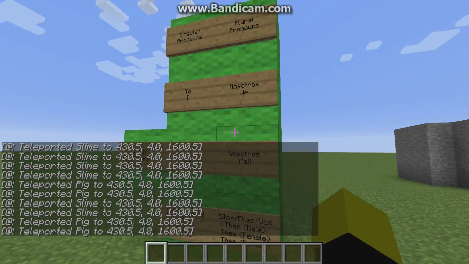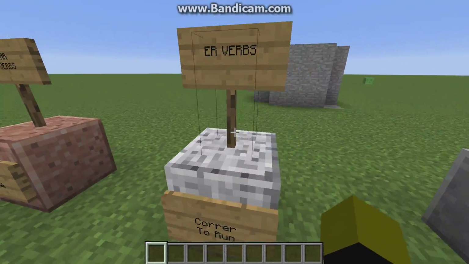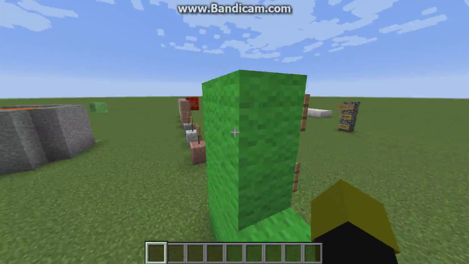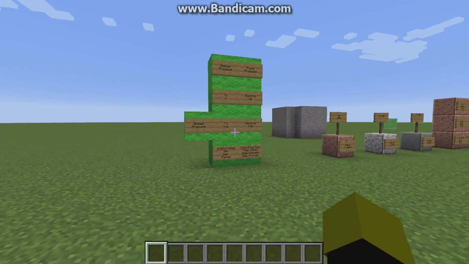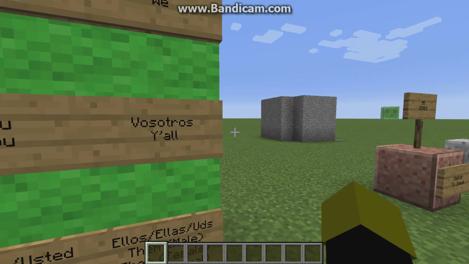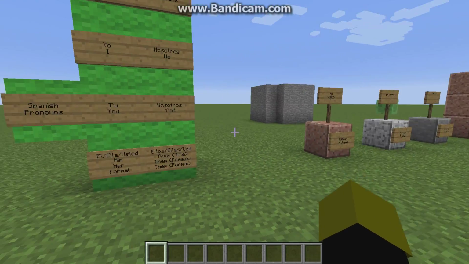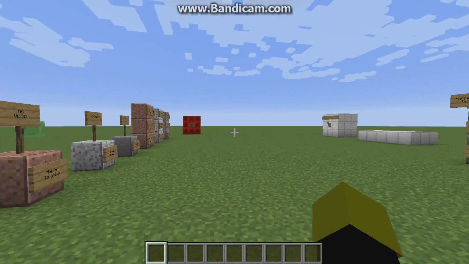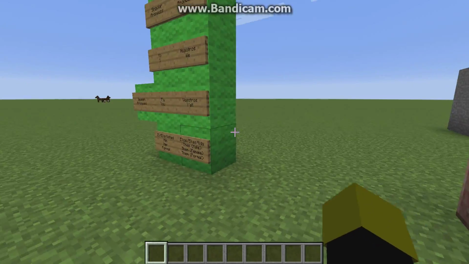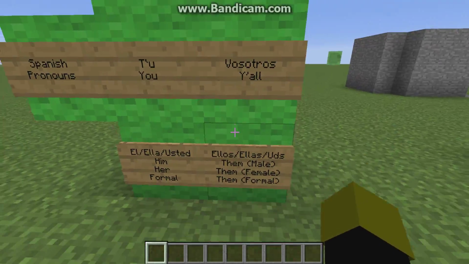Okay, so nosotros is we. Vosotros, which isn't used very often, I don't think. In some verb charts it's not in there, and I think it's kind of like a slang term, because it's just y'all. It literally translates into y'all. So like vosotros walk, vosotros correr. Wait, no, vosotros corráis. Yeah, I got it right. So that's vosotros.